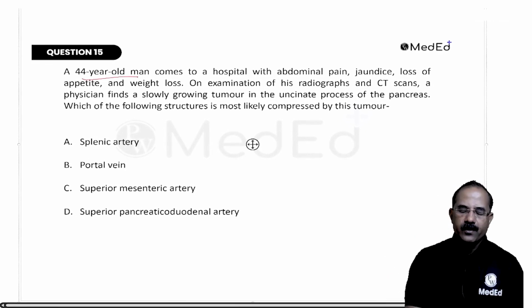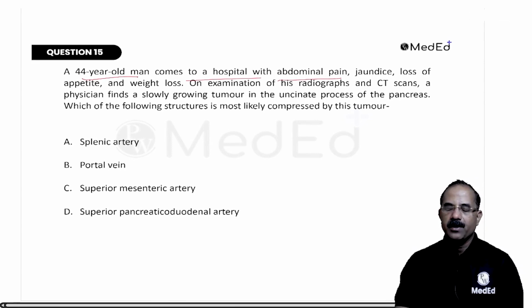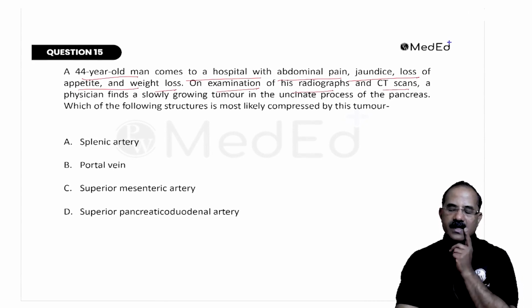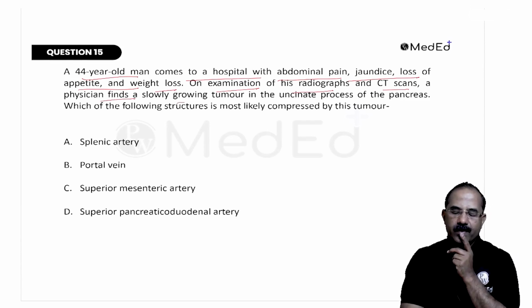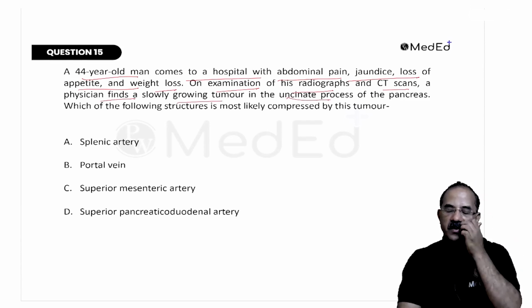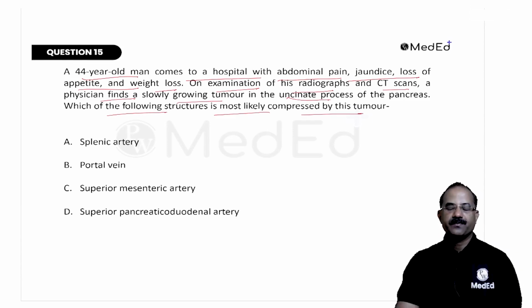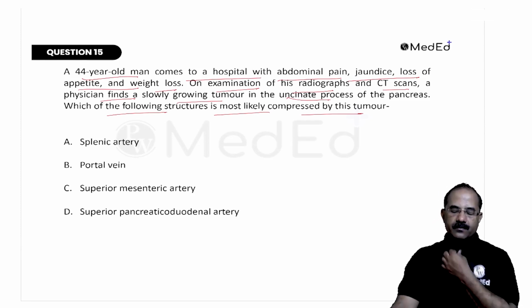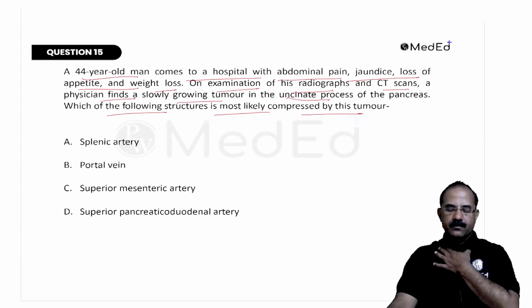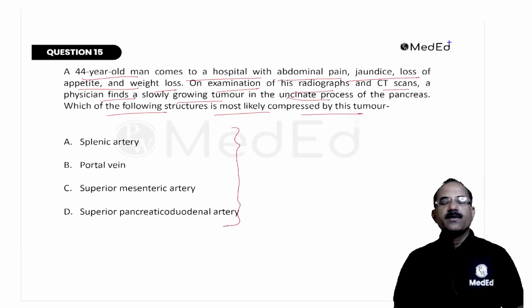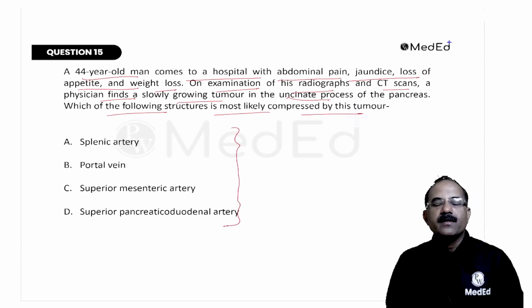A 44-year-old man comes to the hospital with abdominal pain, jaundice, loss of appetite, and weight loss. On examination, radiographic and CT scan, a physician finds a slowly growing tumor in the uncinate process of pancreas. Which of the following structures is most likely to be compressed by this tumor? What is the answer? Out of these 4 structures, which is related to the uncinate process of pancreas?